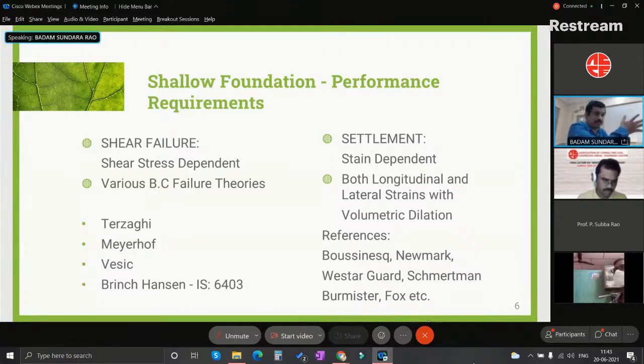Brinch Hansen's method is the refinement of all the above three methods, and he considered the bearing capacities required for all the practical conditions. The IS code, that is IS 6403, is based upon Brinch Hansen's bearing capacity theory. That is what we have reflected in IS 6403.